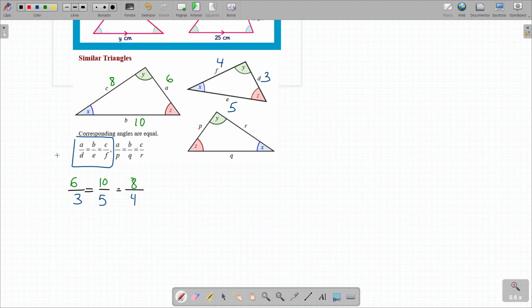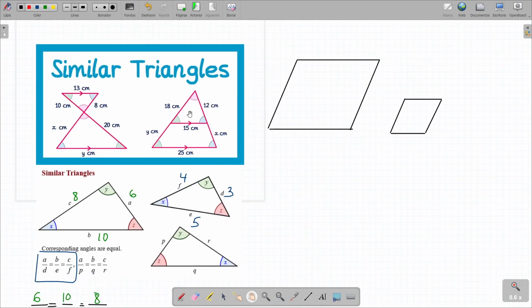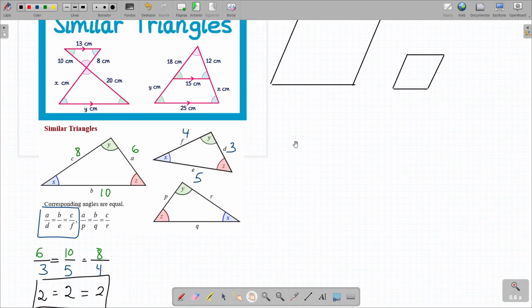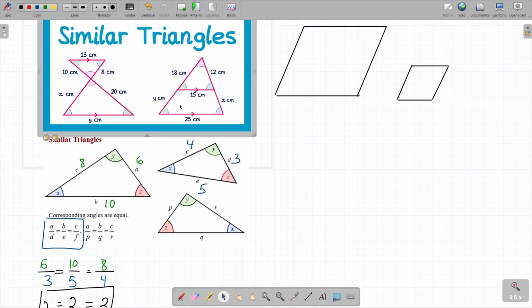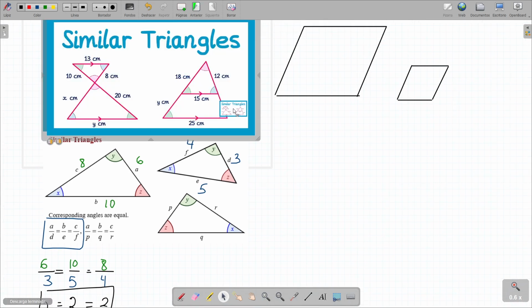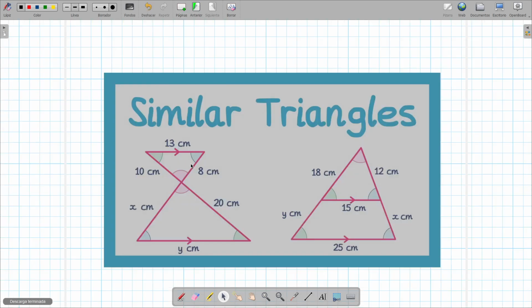6 divided by 3 is going to be 2. 10 divided by 5 is going to be 2 as well. And this is going to be 2. So, as you can see, this always is going to work for similar triangles. They are always going to give me the same result. So, in order to practice this, we have these two exercises. Okay? So, let's go to another page. We are going to work this out.